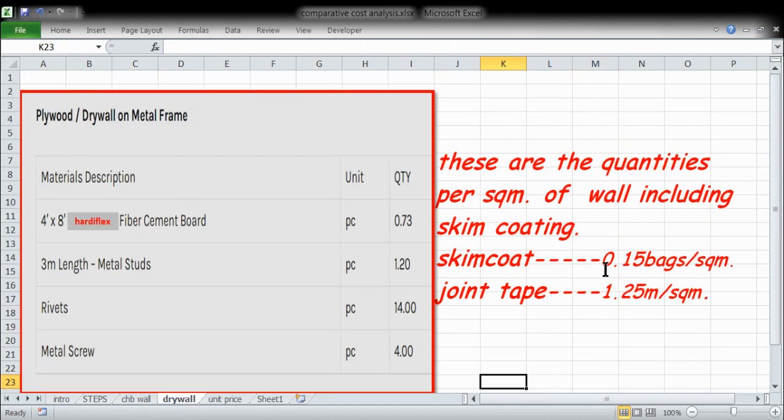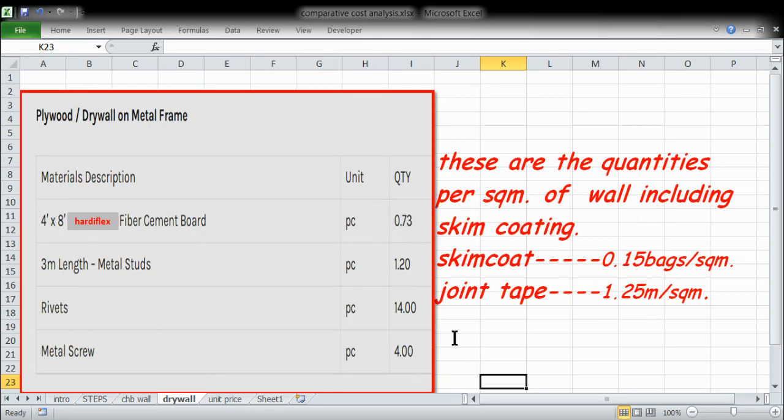These are the quantities of materials per square meter of drywall, including skim coating and jointing. You can do the screenshot now. For fiber cement board, hot deflection brand, 0.73 piece per square meter. Metal stud will be 1.2 pieces per square meter using 3 meter length. Rivets are 14 pieces per square meter and metals are 4 pieces per square meter.